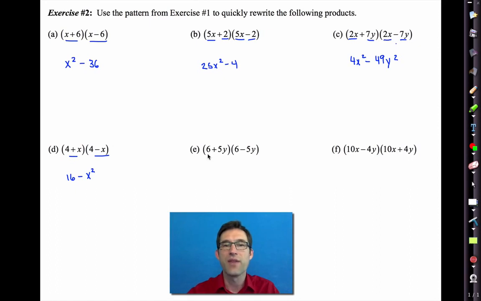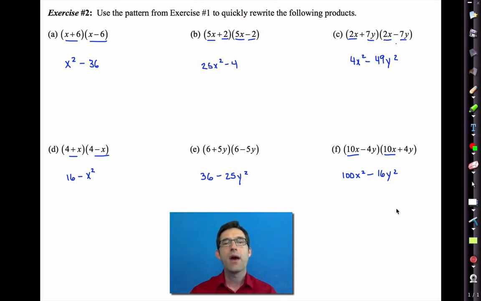The variable comes second if it comes second in the conjugate pairs. Here we go, same thing. 6 times 6 is 36. 5y times 5y, 25y squared. Finally, 10x times 10x will be 100x squared minus 4y times 4y, 16y squared. All right, a plus b times a minus b is a squared minus b squared.